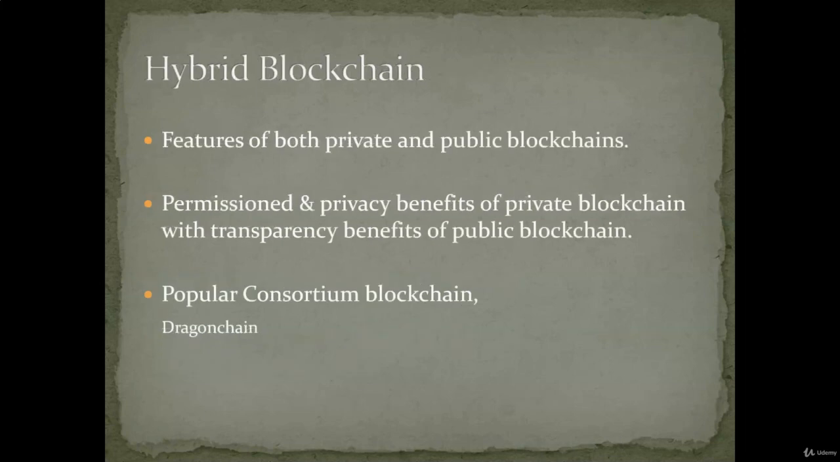Hybrid blockchains. As the name suggests, hybrid blockchains combine features of both private and public blockchains. So it means you can get the permissioned and privacy benefits of a private blockchain with the transparency benefits of public blockchains. Here users can control access to blockchain records, to go public or to stay hidden or to stay only visible to selected users like a private network. So a popular hybrid blockchain is Dragonchain.